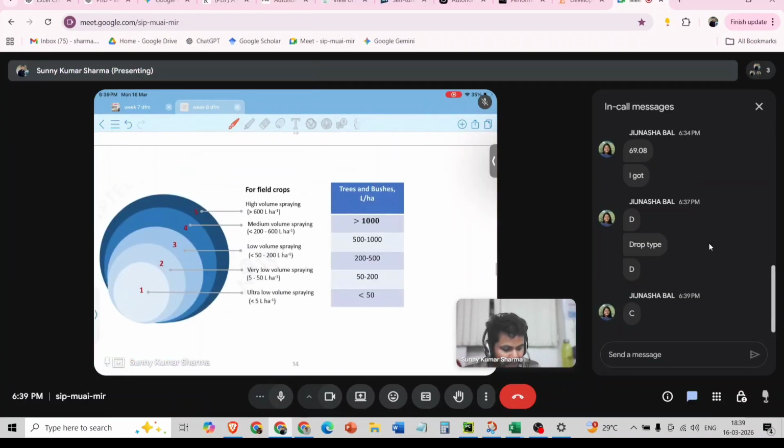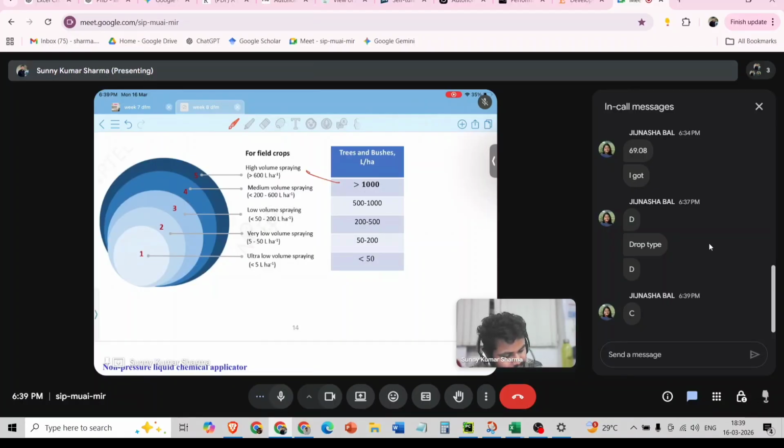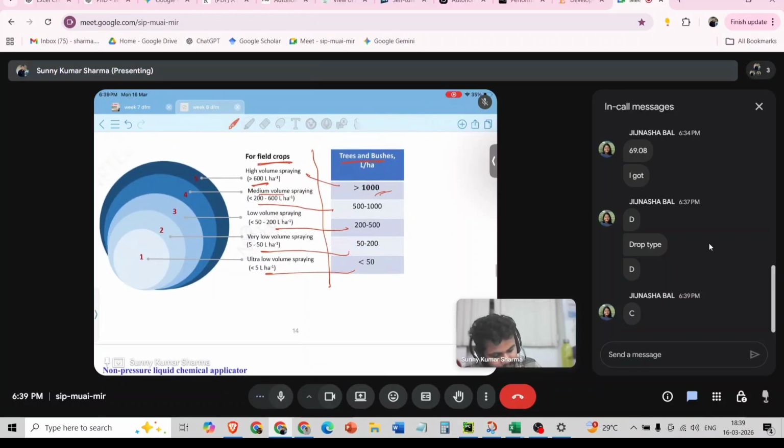So next is a sprayer. We will move to a sprayer. So here high volume spraying is an application rate of more than 1000 liter per hectare for trees and bushes, and this is for field crop 600 liter per hectare. And for medium and low volume it is this one, and for low volume it is this one, and very low and ultra low is less than 5 liter per hectare for field crop.